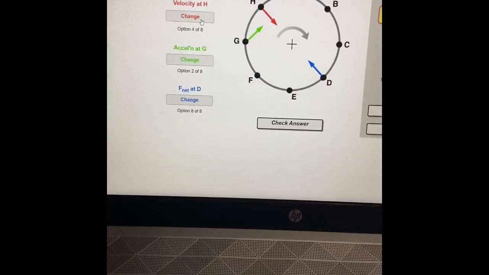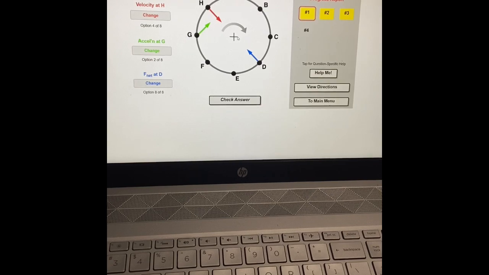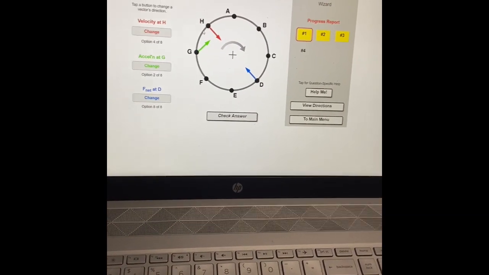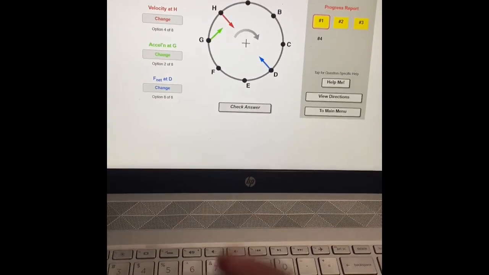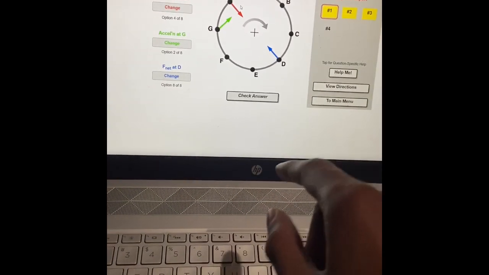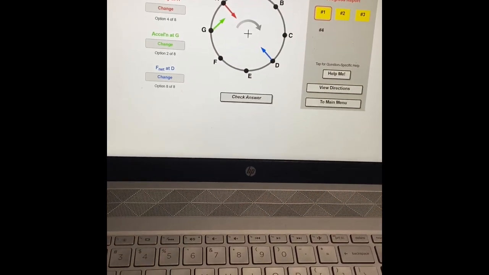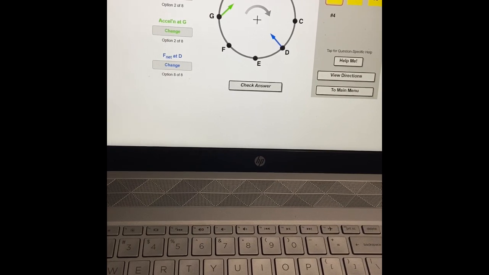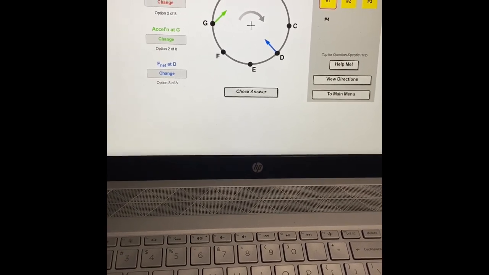We can toggle through the options, but what you want to do is find the arrow that's tangent to the circle relative to the direction it's going in. As you can see, it's turning clockwise. So we want a velocity arrow that's going this way, tangent to the circle. This is because it's moving this way, so velocity will also point in the direction that the overall clock is turning. So this one is tangent to the direction that it is moving in.